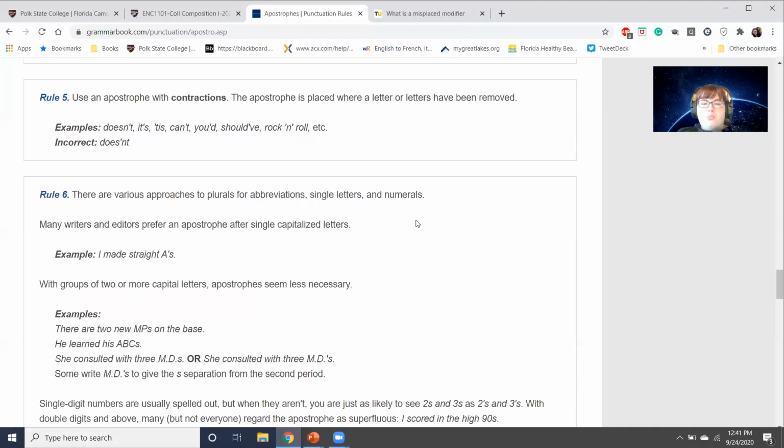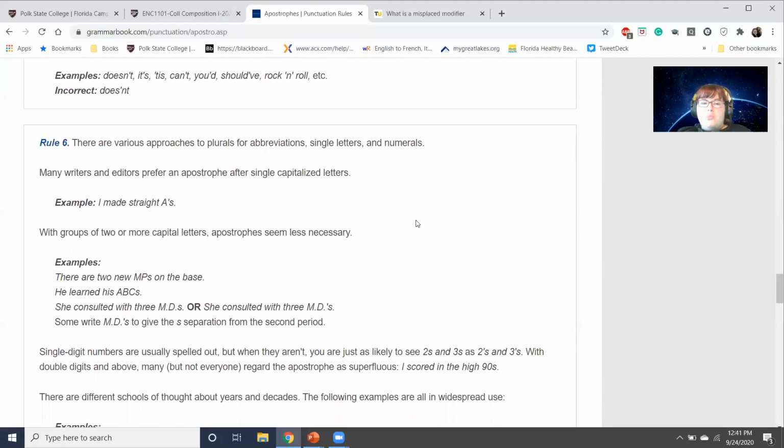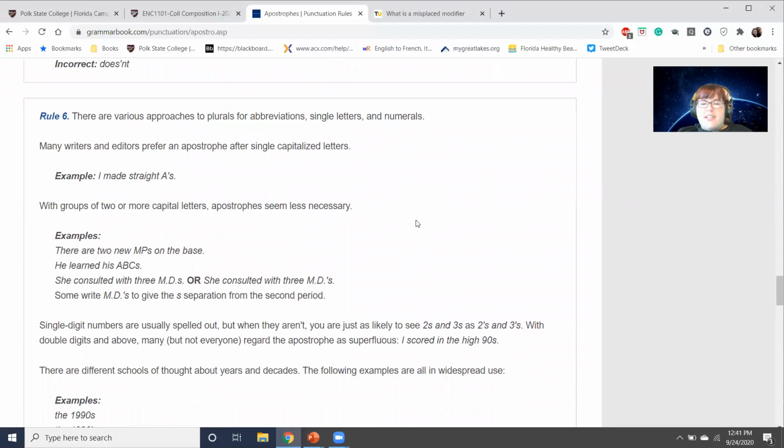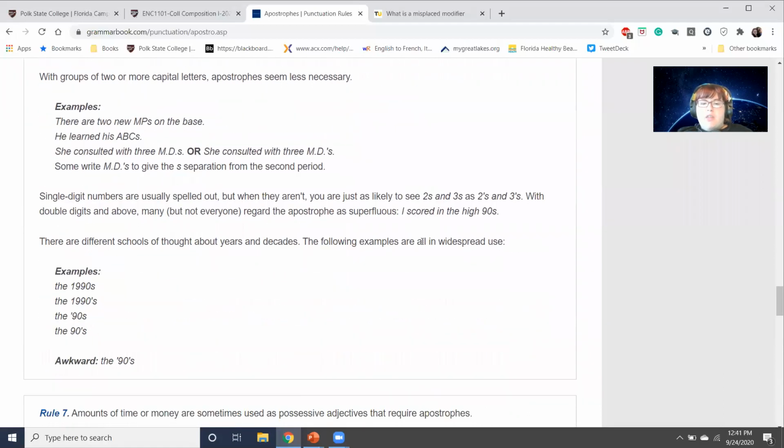Many writers and editors prefer an apostrophe after single capitalized letters. With groups of two or more letters, it's less necessary. The same thing with decades. You can write it with the apostrophe or without the apostrophe. Just make sure that you don't have this awkward apostrophe before and apostrophe after, whichever you decide to do.